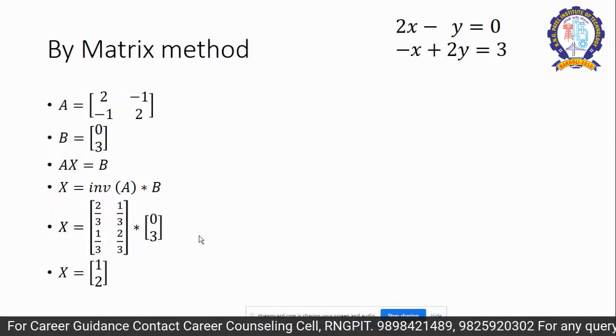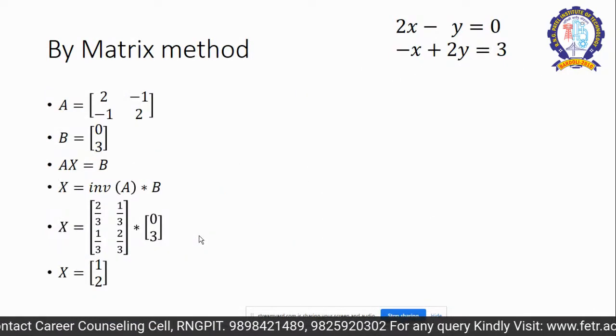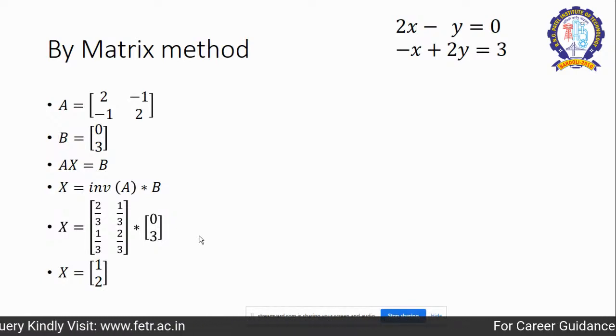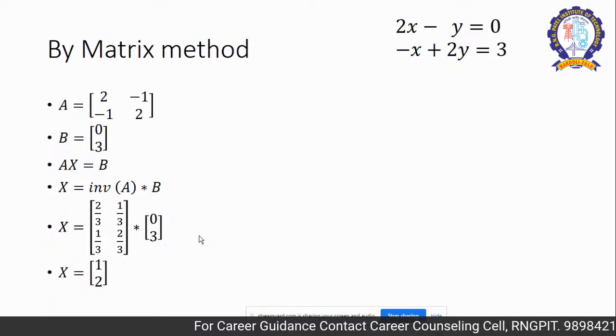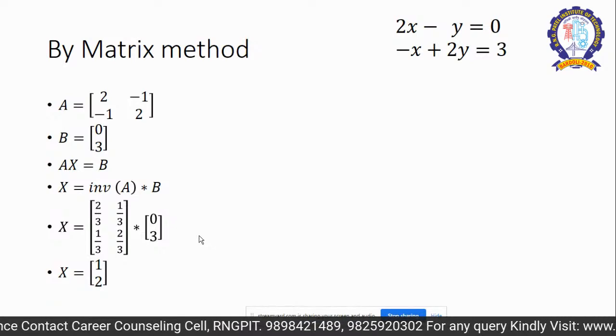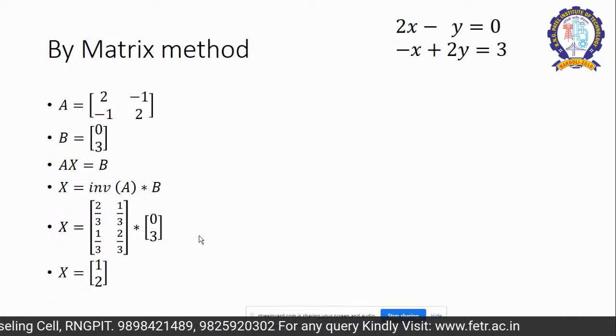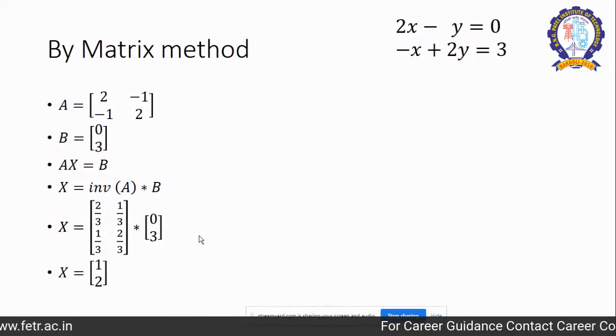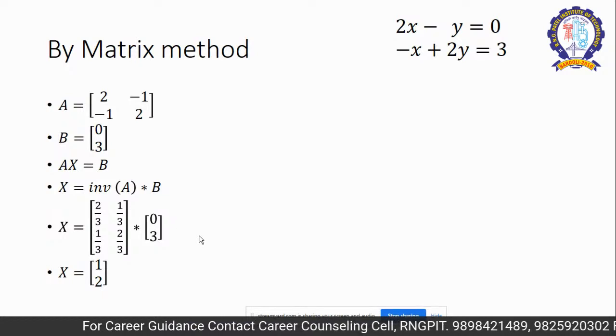Now the matrix method, which everyone knows. We have 2x - y = 0 and -x + 2y = 3. So A = [[2, -1], [-1, 2]] and b = (0, 3). Ax = b, so x equals the inverse of A multiplied by b, and that's why x is (1, 2). So this is the simple matrix method by which we can get the output.